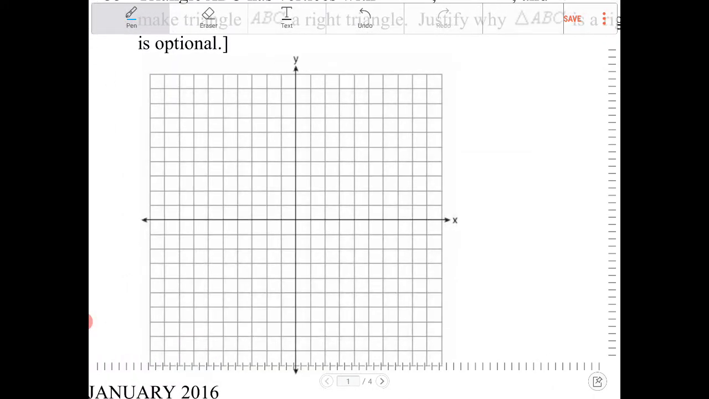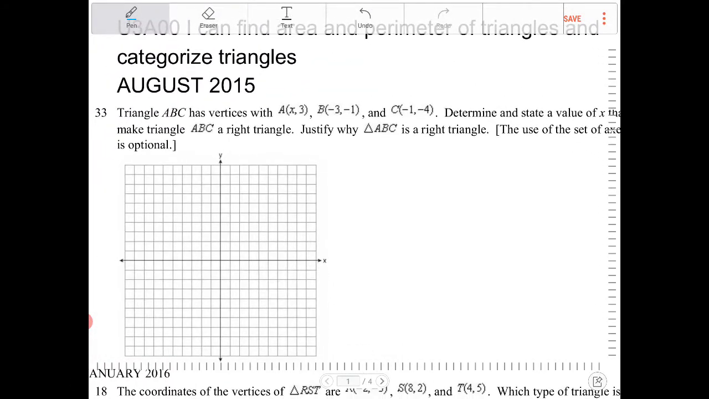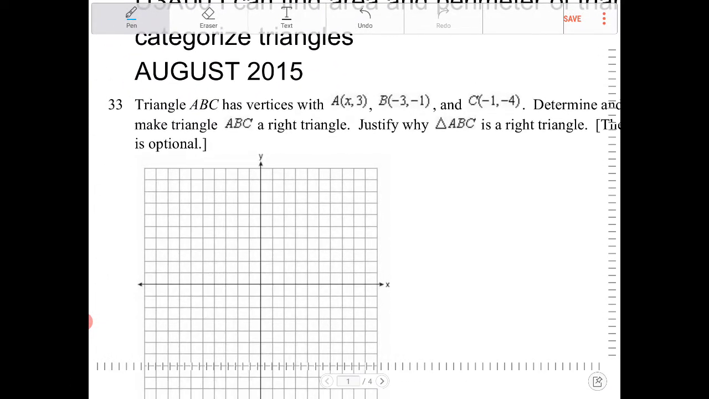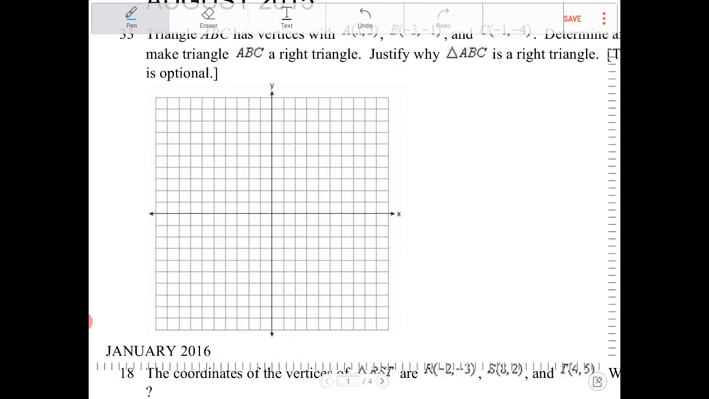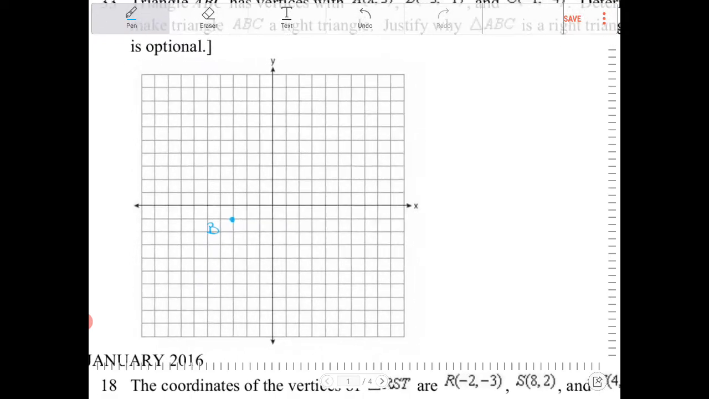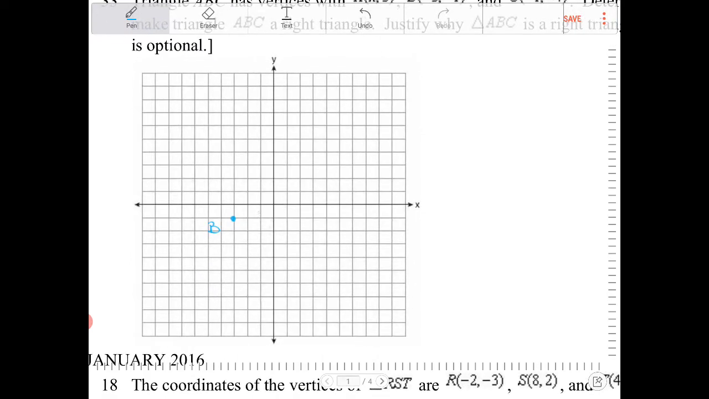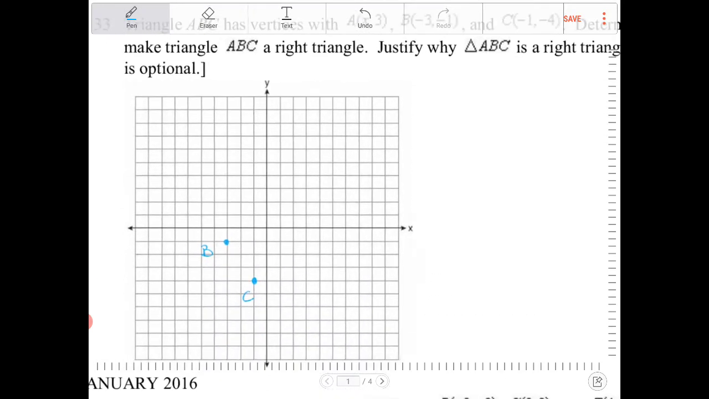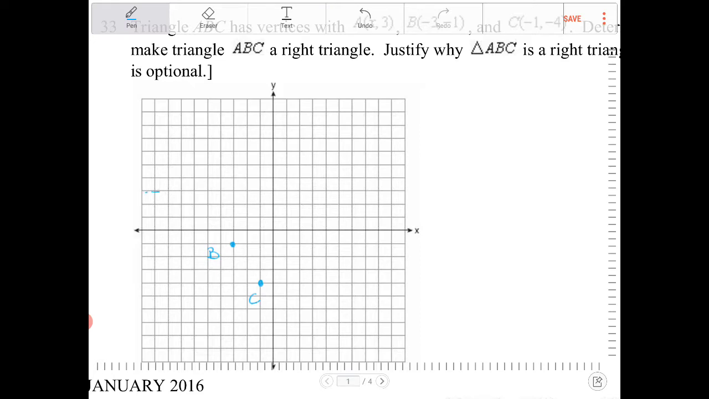Alright, so to do this, it says that the graph is optional. I would definitely encourage you to use a graph just because this is so visual. It doesn't hurt just to graph this out. So (-3, -1) is located over here, and I'm going to call this B. C is (-1, -4), which is right here. And A is (x, 3), so that means I have a horizontal line, this is y equals 3. We need to find an appropriate x coordinate that will form a right triangle out of this.